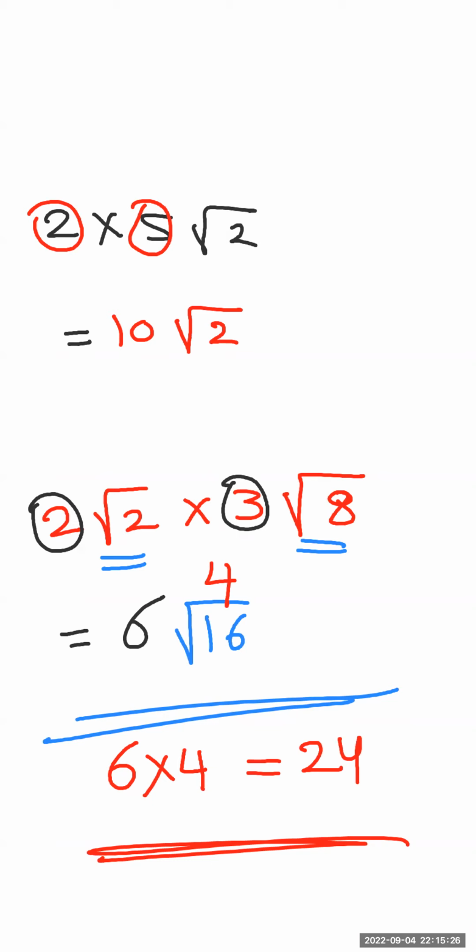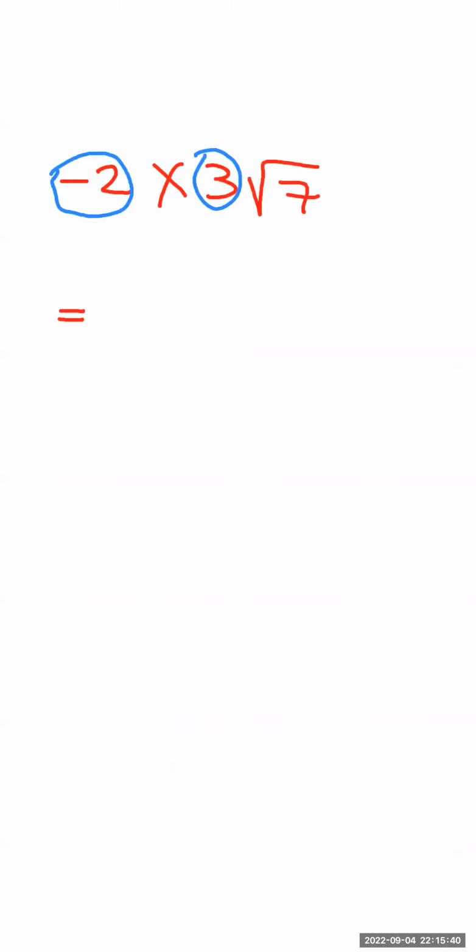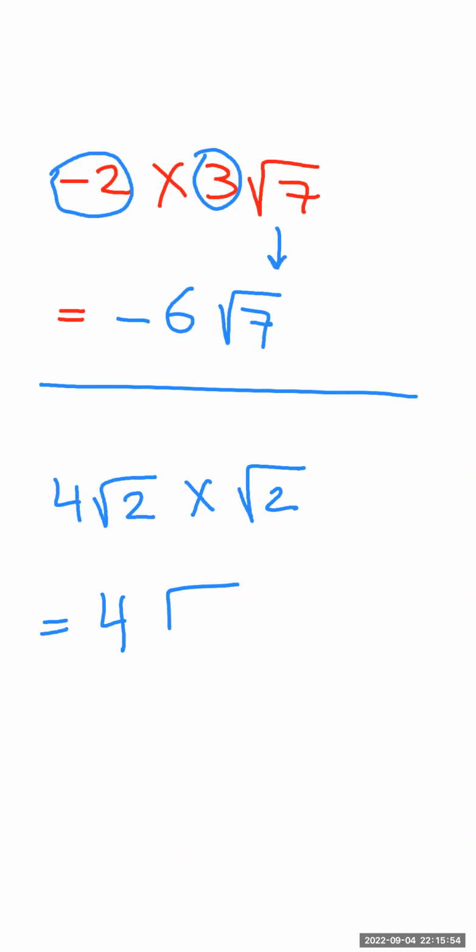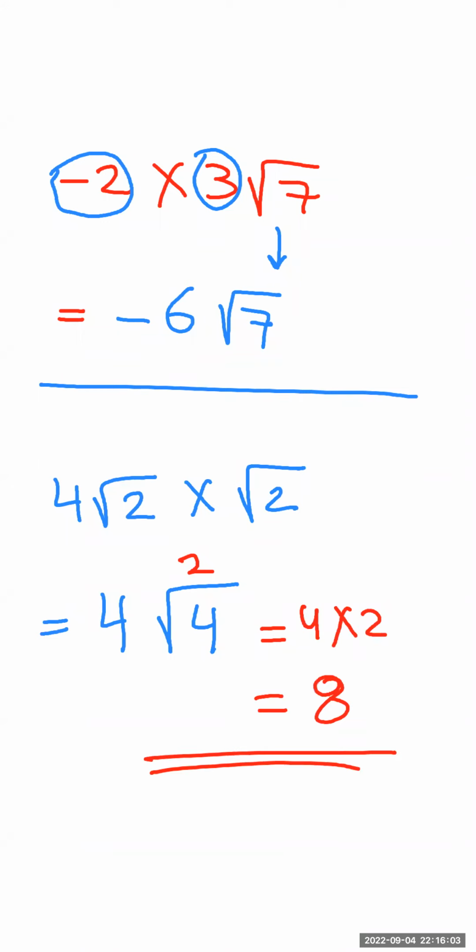Okay. Another example. -2 times 3 square root of 7. So now, simple, multiply -2 times 3, it's -6, and then drop down this one, square root of 7. If it's 4 square root of 2 times square root of 2, this means 4 square root of 4. Now, square root of 4 means 2. So 4 times 2, which means 8. Okay, guys? Are we clear on this question?